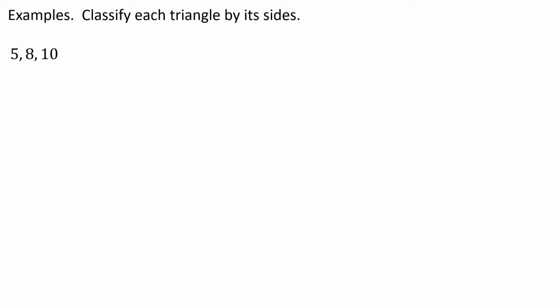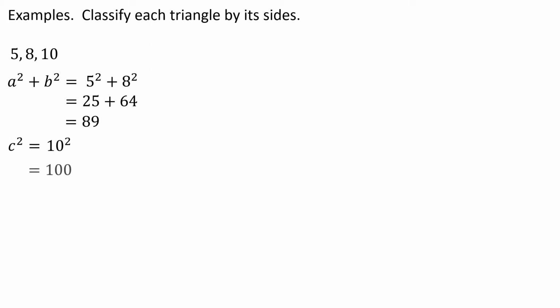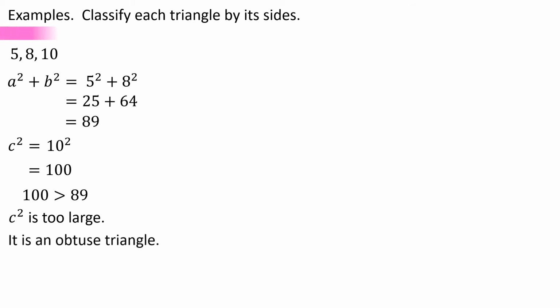So let's classify each triangle by its sides. Well, let's do A squared plus B squared, and I get 89. Now, let's take a look at C squared. C squared is 100. Uh-oh, C squared is too big. So if I only have its sides, I can declare, since C squared is too large, that it's an obtuse triangle.